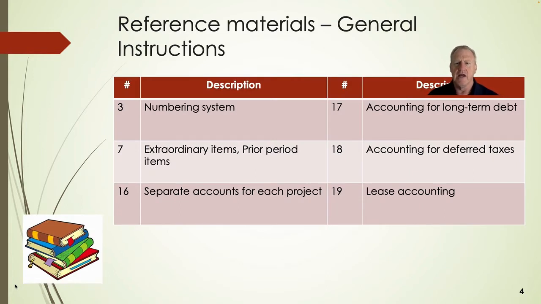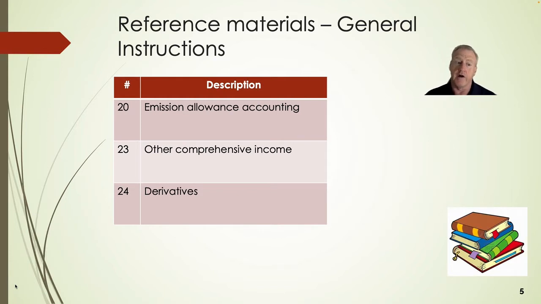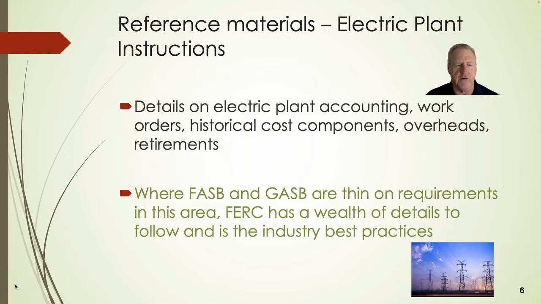So what I've done here is try to give you some highlights of pages to get to for some of the reference materials that might be of help. For example, the numbering system starts on page 3. They have a section on extraordinary items and prior period adjustments on page 7. They have separate accounts for each project on 16, accounting for long-term debt, deferred taxes, lease accounting. I'm not going to go through these in a lot of detail, but you see the page reference numbers as well. You can find out about emission allowance accounting, which can be a little complicated depending on if you're holding those for use or holding those for sale. OCI, other comprehensive income, and if you have derivative contracts, it tells you how to account for those as well.